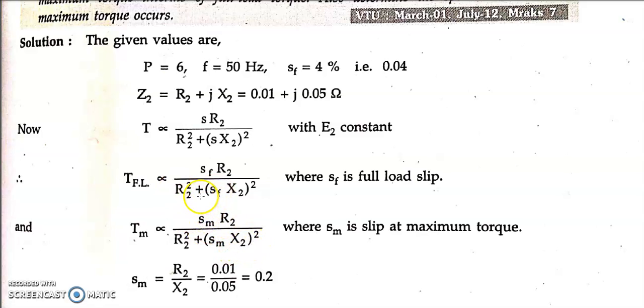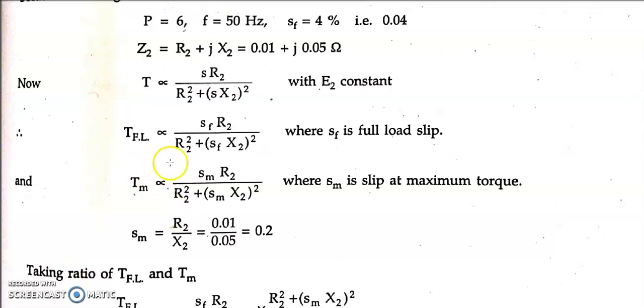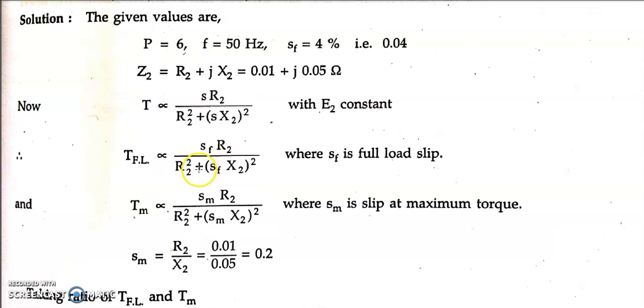In both the cases, what happens? Remember, K remains constant and E2 remains constant, so they have eliminated that. Otherwise you can keep them, not a big deal, and you will get the answer. Now to calculate this, S_F we know already, R2 we know, and X2 we know in both the cases.